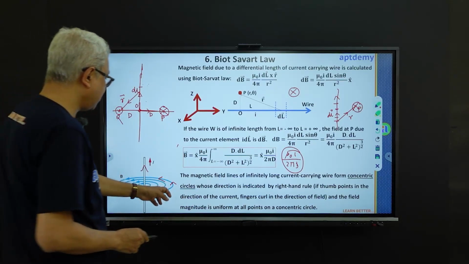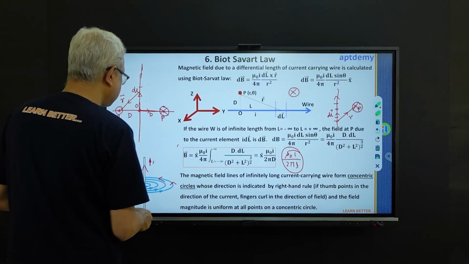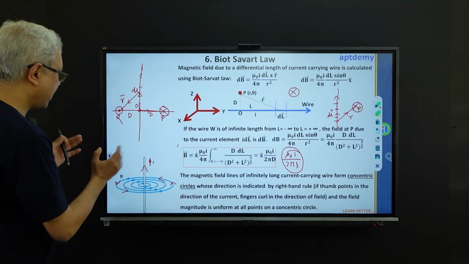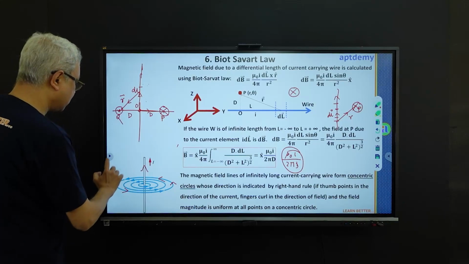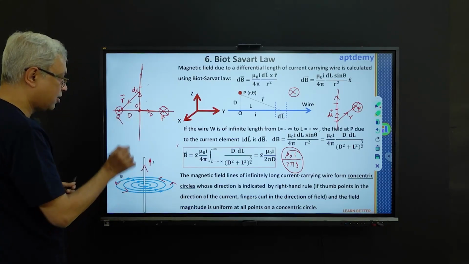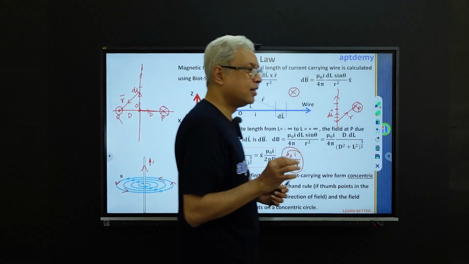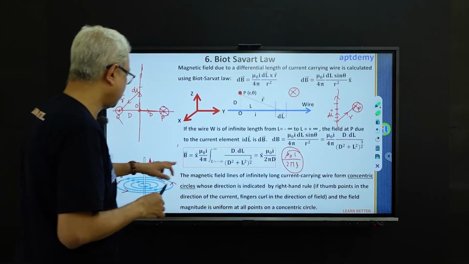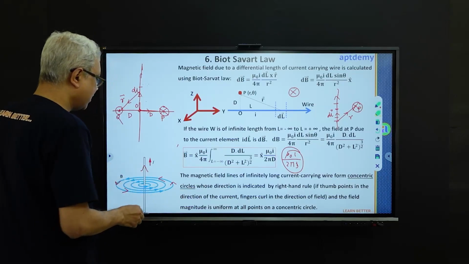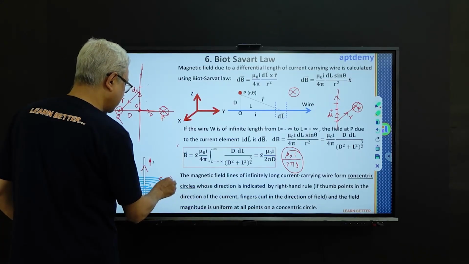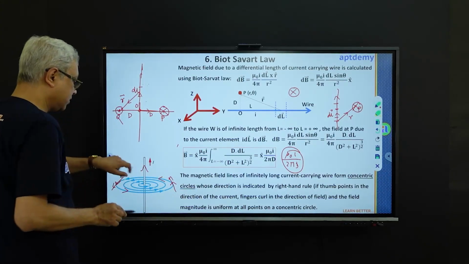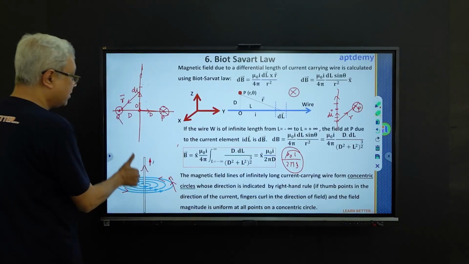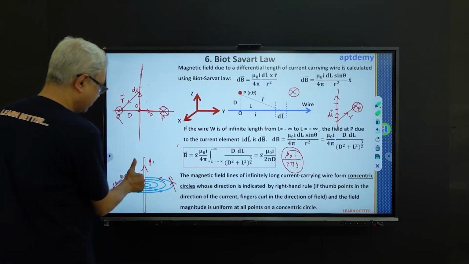This side it is pointing inside the plane of the board, and this side it is pointing out of the plane of the board. And on a circle centered on this current carrying conductor, at all points on the same circle, the field strength will be the same, but the direction will be continuously changing. The direction of the magnetic field is tangential to this circle, and the direction is decided by the right hand thumb rule.